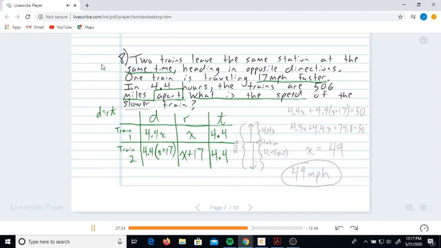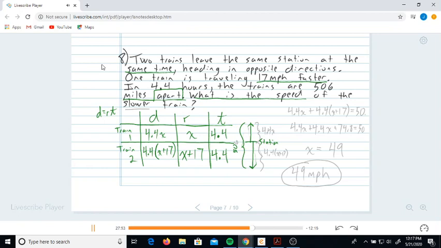Now it's time to formulate the equation. Let me draw a quick little diagram. If this is my station right here, and one train is going this direction and the other train is going in that direction, and we know that they are 506 miles apart, we need to be able to formulate an equation.